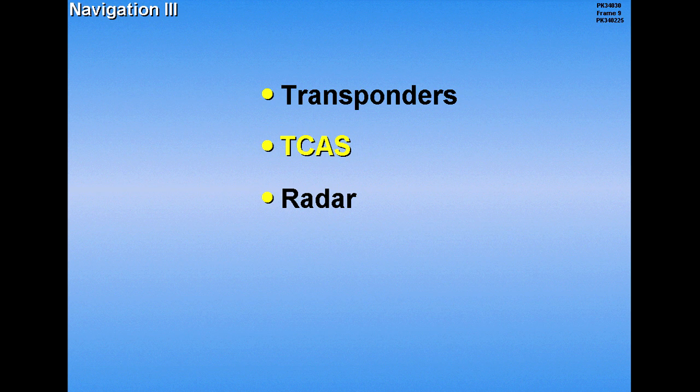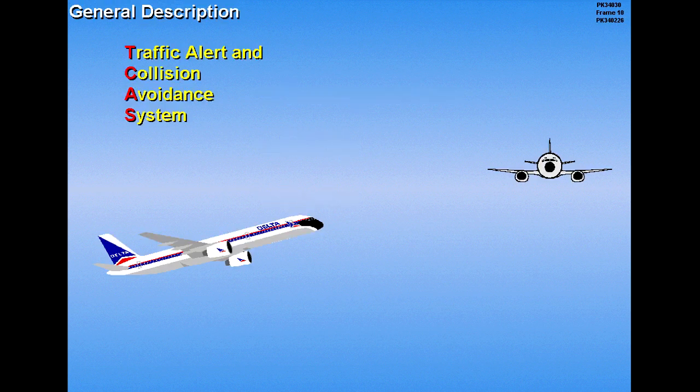Now let's look at the TCAS system. TCAS provides warnings and vertical guidance to preserve altitude separation from other aircraft with altitude reporting transponders. TCAS will also provide warnings from transponder-equipped aircraft without altitude reporting capability. However, vertical guidance for separation will not be available.